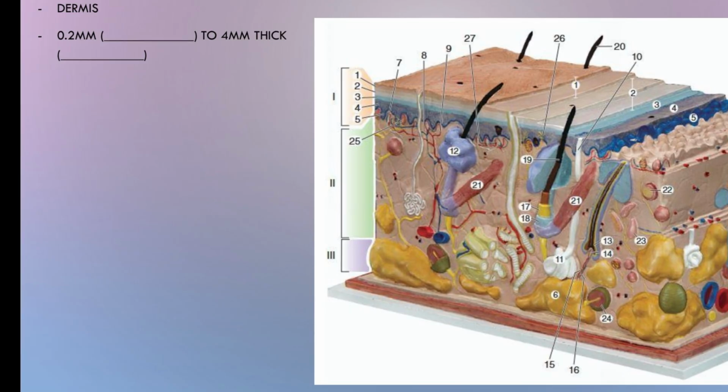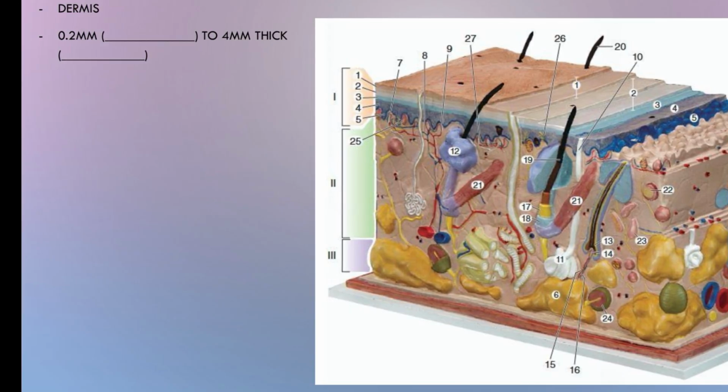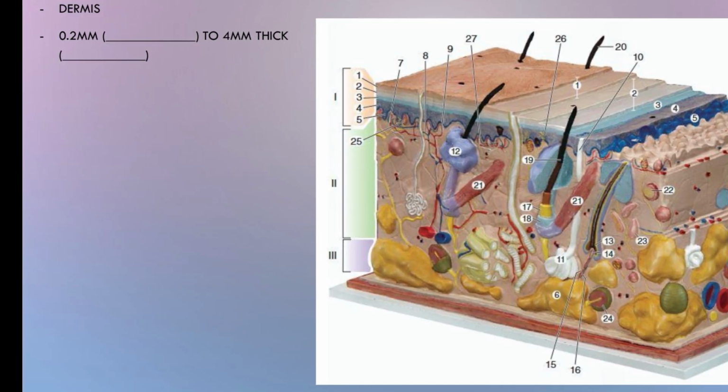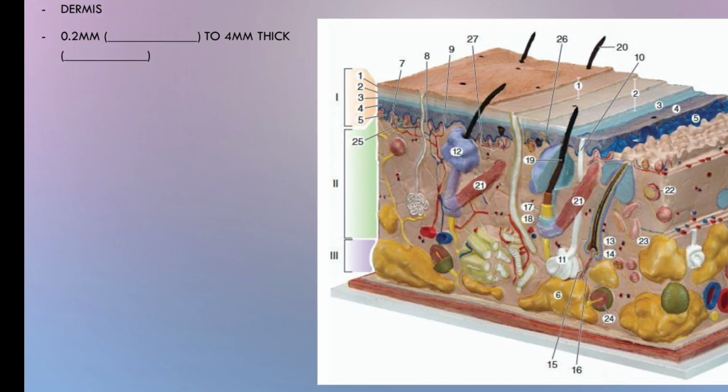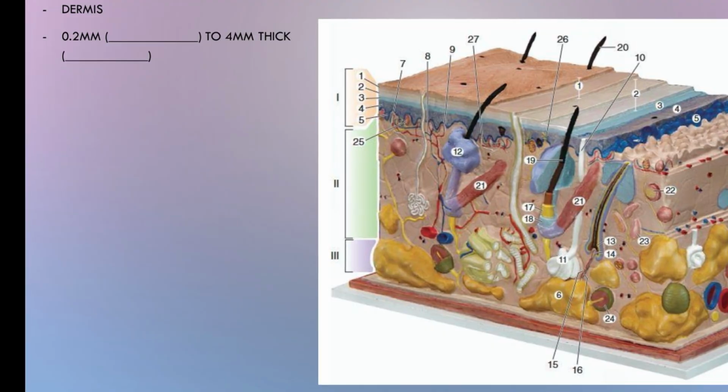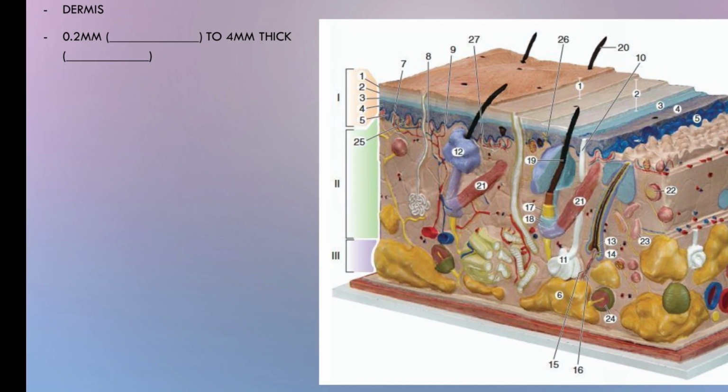The thickness in these areas makes sense because the palms of the hands and the soles of the feet receive a lot of pressure, friction, and mechanical stress. The dermis contains many of the accessory structures of the skin, including blood vessels, sweat glands, sebaceous glands, hair structures, muscles, sensory receptors. So let's go through some of those now. Let's talk about the accessory structures.